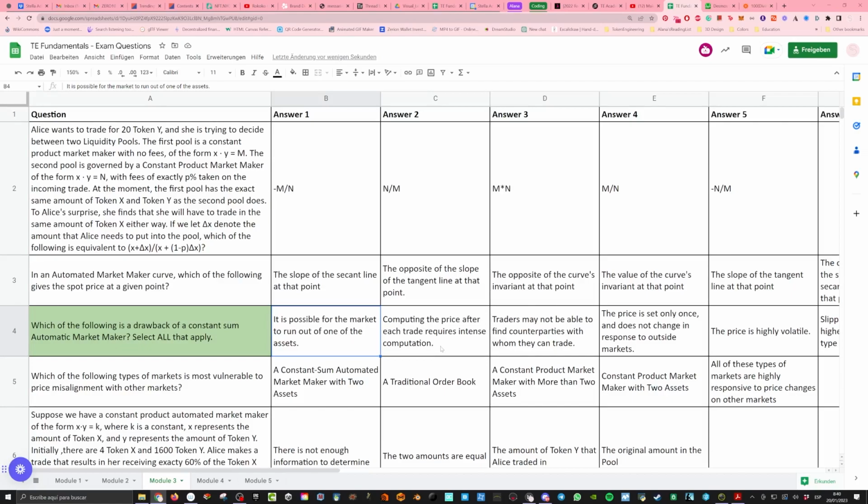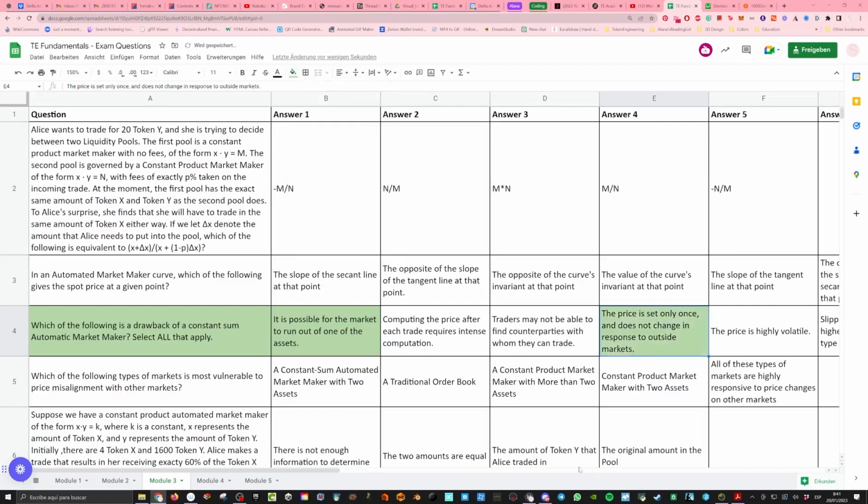I know that, but the answers? Which do you think are the answers? According to me, the first one is the answer. It is possible to run out of assets. Computing the price after each trade requires... no, because it's very easy, it stays the same. Traders may not be able to find counterparties. No, that also is not true because they have automated pricing. The price is set only once and does not change in response. Yeah, that is a drawback.